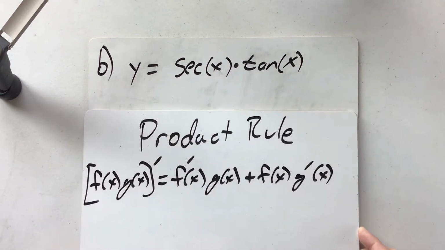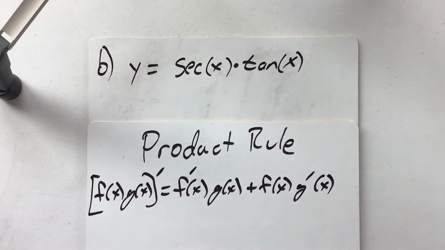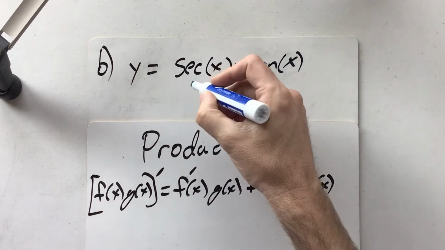And so here's my product rule formula. If you remember, we had the product rule that we talked about. F times g of x, the derivative is the derivative of f times g plus f times the derivative of g. I often will use the words, the derivative of the first times the second, plus the first times the derivative of the second.